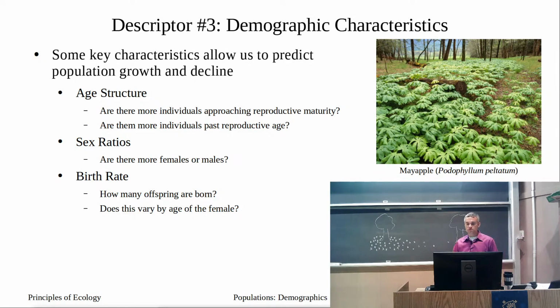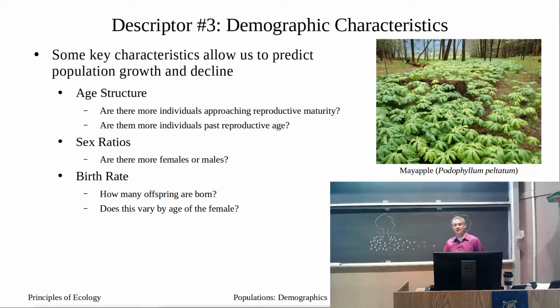Sex ratios are also important in predicting population growth and decline. Now, it's probably going to be more useful in certain organisms than others, but typically when we deal with these demographic characteristics, we're talking about dioecious organisms, so organisms with male and female individuals in our populations. And we're oftentimes talking about individuals that are probably what would be termed polygynous, where one male can mate with more than one female.